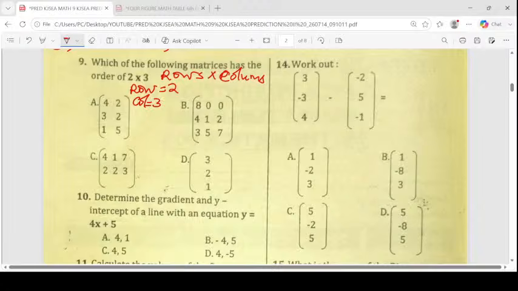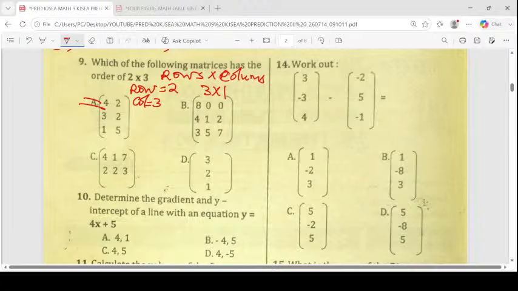Let us look at the first one here. Choice A, how many rows? Row 1, row 2, row 3, column 1, column 2. Choice A is very correct. Choice B is a 3 by 3 matrix. Choice C, how many rows? 2 rows and how many columns?